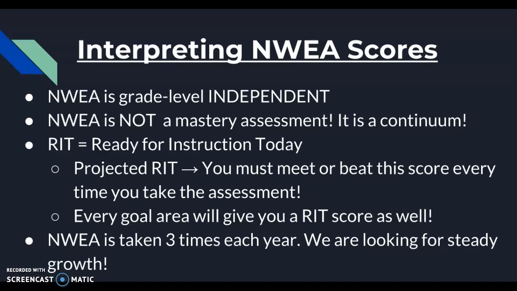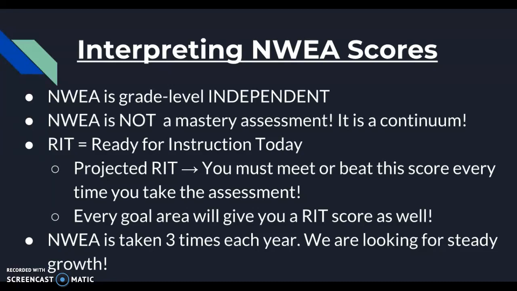Every assessment has goal areas. For math, there are 4 goal areas. For reading and for ELA, there are 3 goal areas. You will also see that you get RIT scores for those as well, but you will only get one projected RIT score, and that's that overall or composite RIT score.